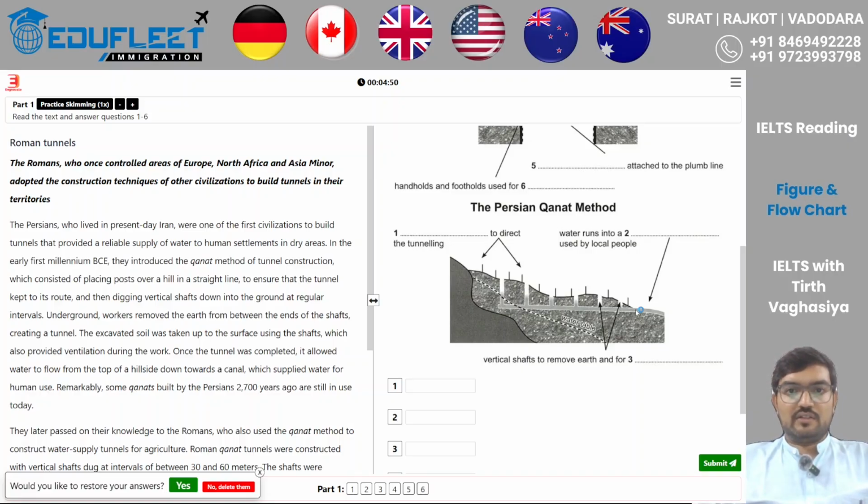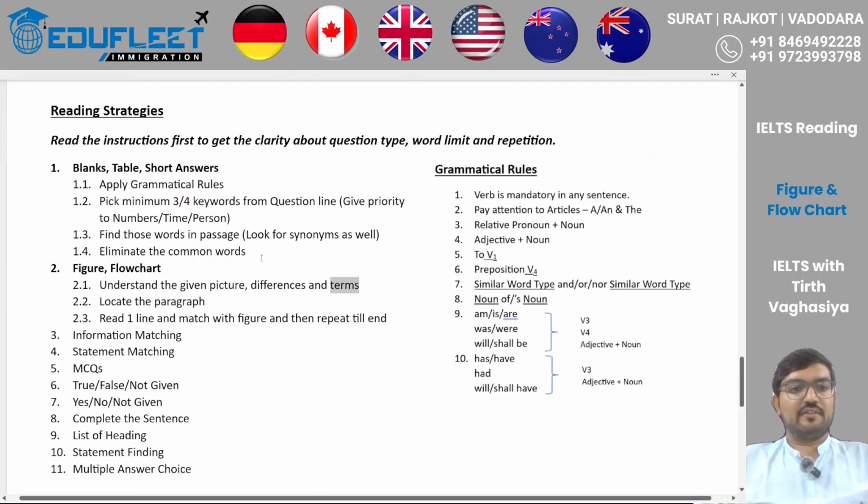Okay, so let's try to solve these blanks 1, 2 and 3 first. So Persian, okay, we got the first keyword Persian. Do we have Kannada anywhere? Okay, tunnel is there. Okay, Kannada method. It is there only. So this is the Persian Kannada method. So we got the name. Then which are the other terms we have to focus on? First is direct tunneling.